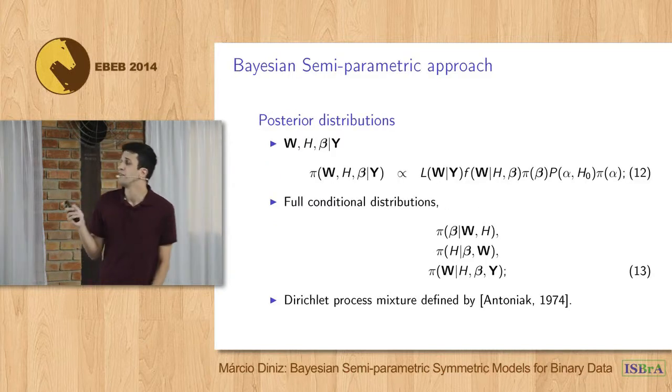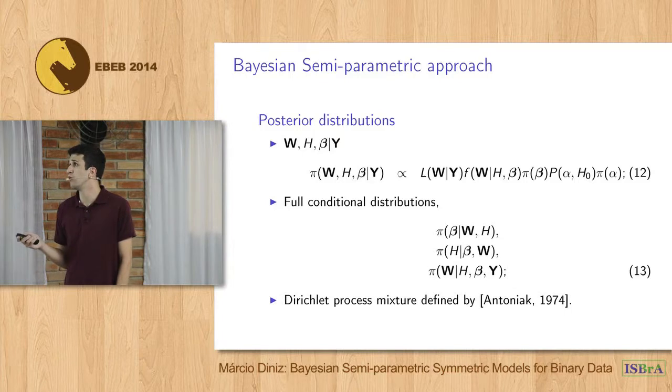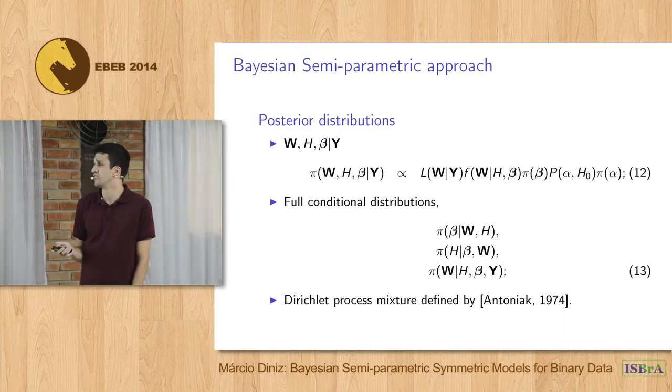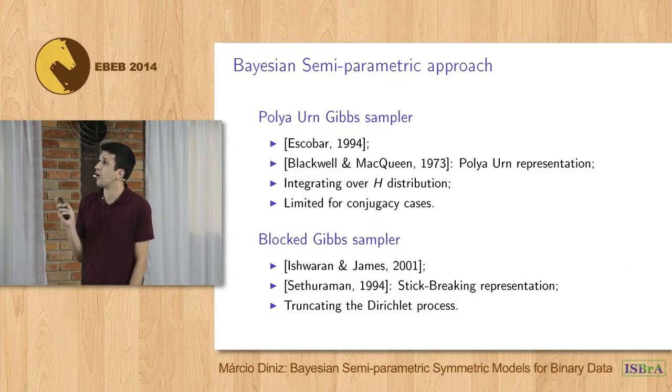Finally, you have the posterior distribution for W, H, and beta, which we can sample from the full conditional distributions of beta, H, and W. But the posterior distribution of H is not a simple Dirichlet process. It's a Dirichlet process mixture defined by Antoniak. It's not simple to generate a Dirichlet process mixture, up to the algorithm developed by Escobar in 1994.